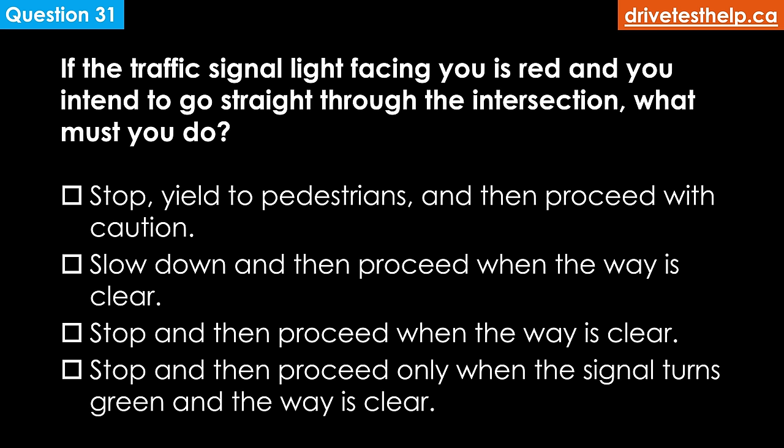If the traffic signal light facing you is red and you intend to go straight through the intersection, what must you do? Stop, yield to pedestrians, and then proceed with caution. Slow down and then proceed when the way is clear. Stop and then proceed when the way is clear. Stop and then proceed only when the signal turns green and the way is clear.